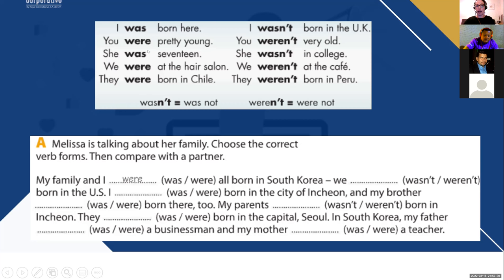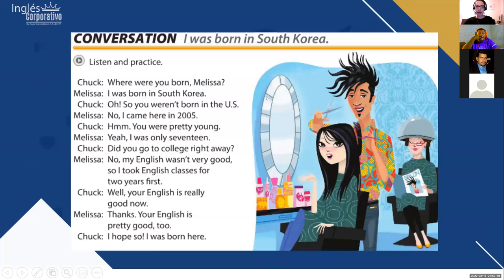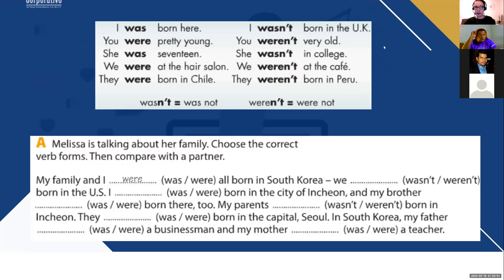Decir tú eras o tú estabas bastante joven, you were pretty young, tú estabas o tú eras. We were, nosotros estábamos o estuvimos at the hair salon, okay? Now, for negative, aquí está lo otro que les decía, otra diferencia.